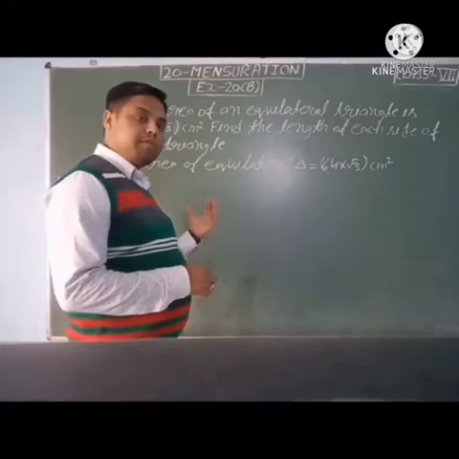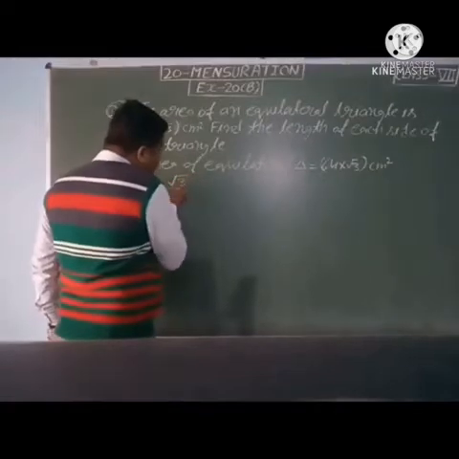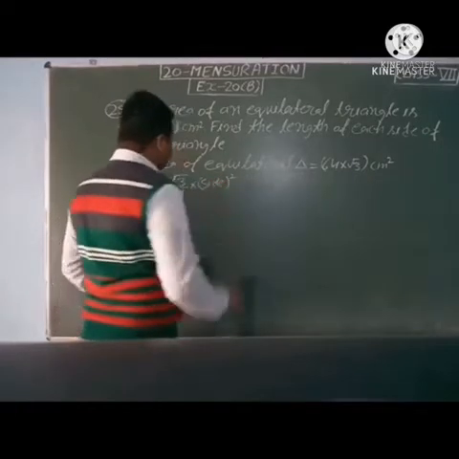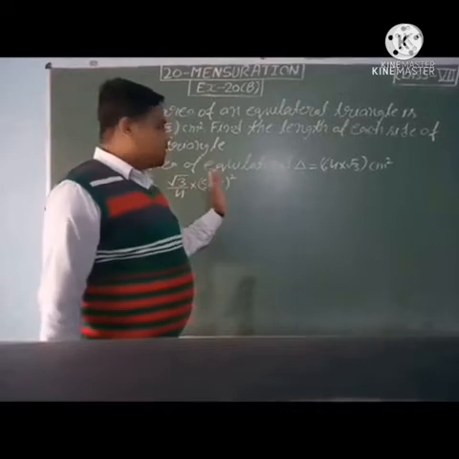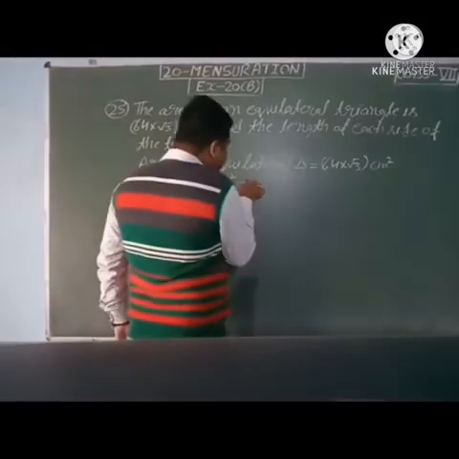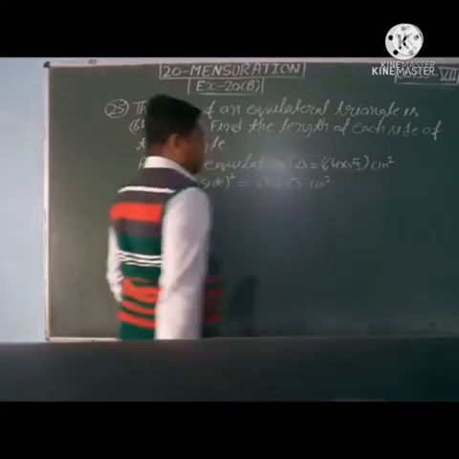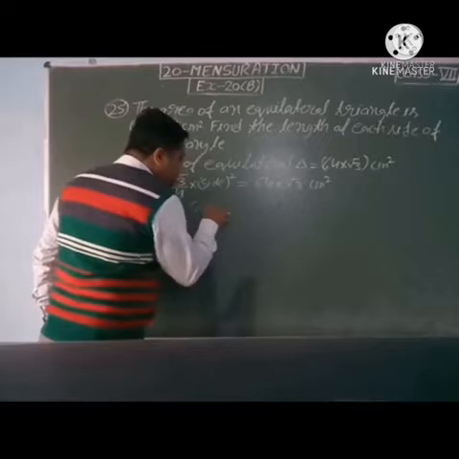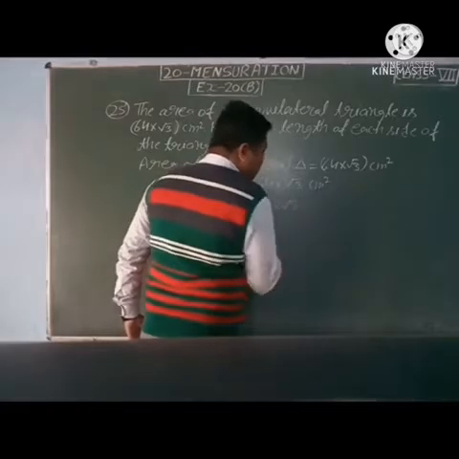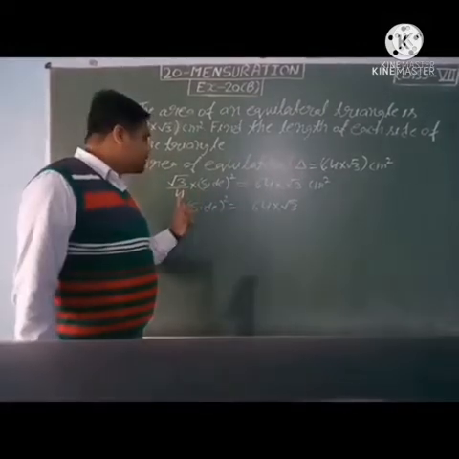So the formula of area of equilateral triangle is root 3 by 4 into side square. Here we write the area of the equilateral triangle. The formula is root 3 by 4 into side square is equal to 64 into root 3 centimeter square. So side square is equal to 64 into root 3.